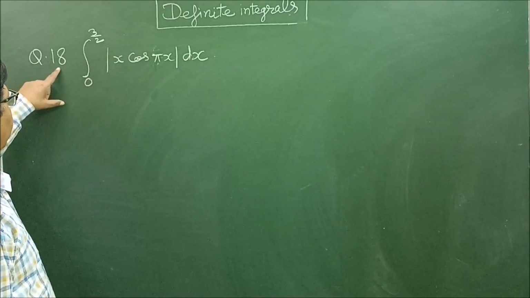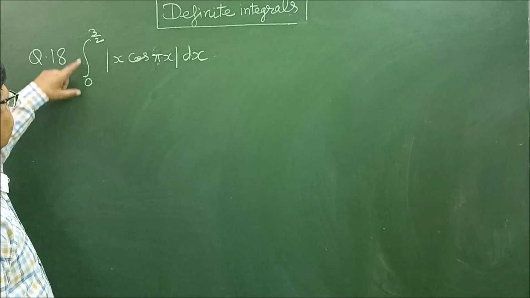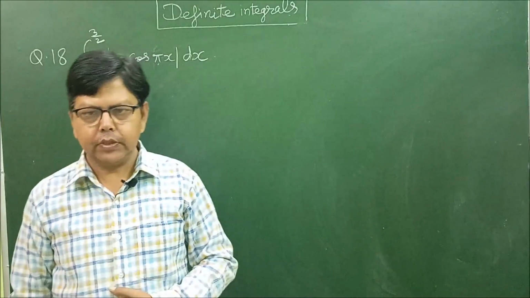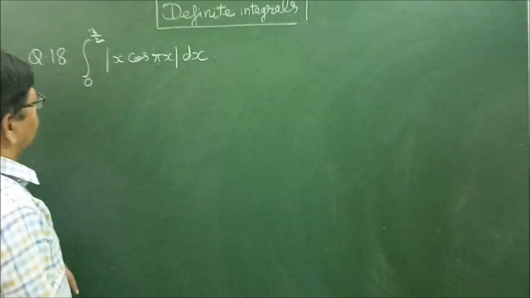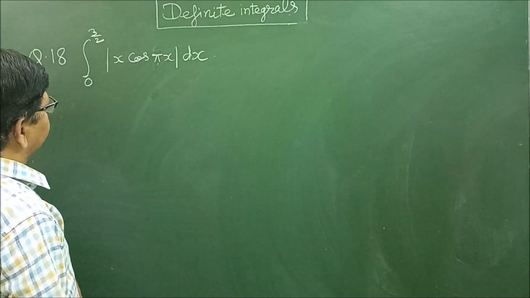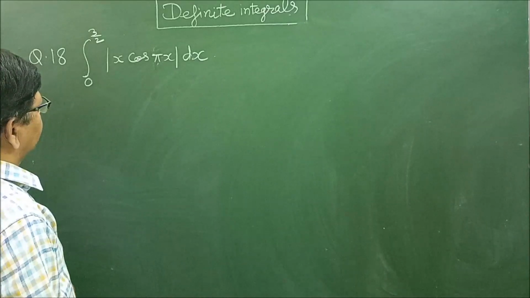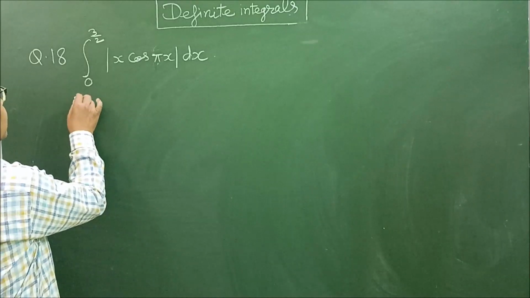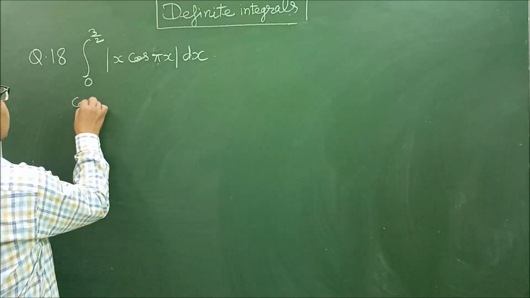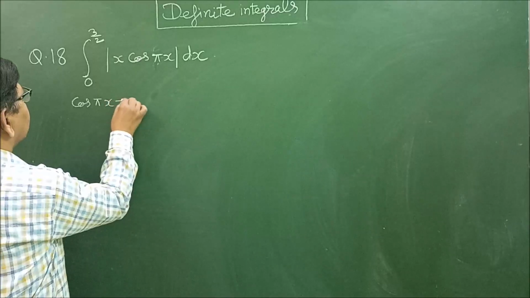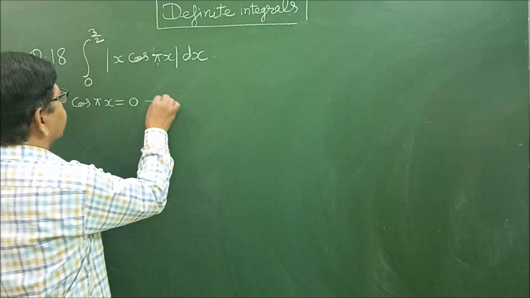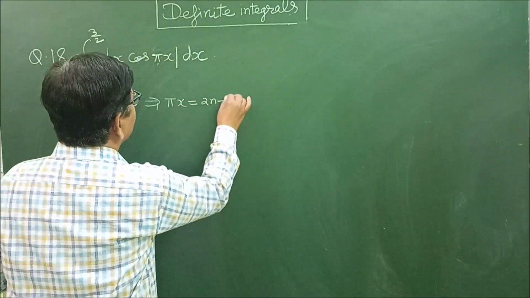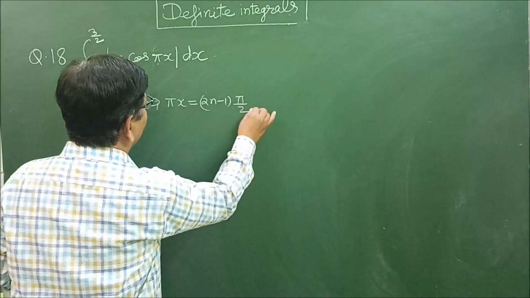Next question, question number 18. Evaluate the definite integral 0 to 3 by 2 x cos pi x dx. Now let us find the points where the value of cos pi x is 0. This implies that pi x should be an odd multiple of pi by 2, that is (2n minus 1) pi by 2, n belongs to integers.